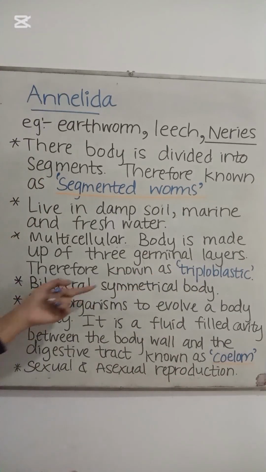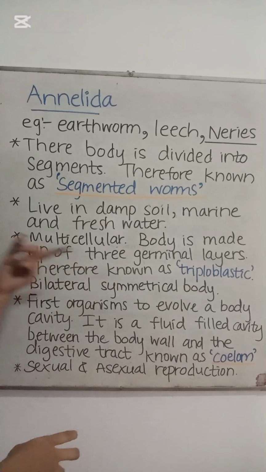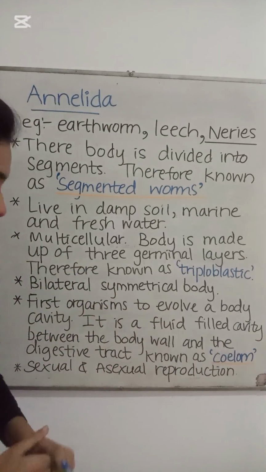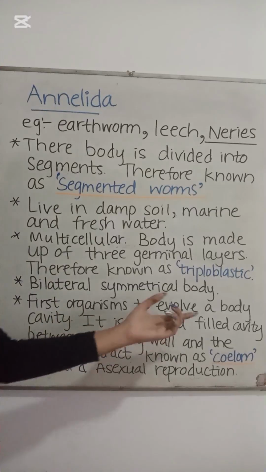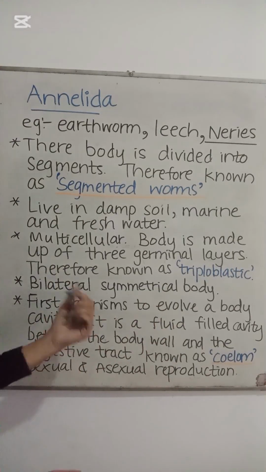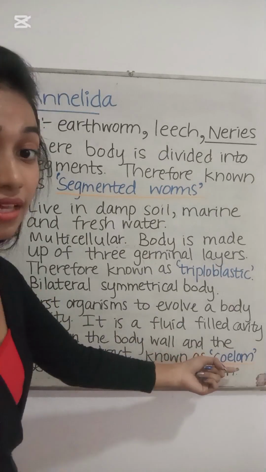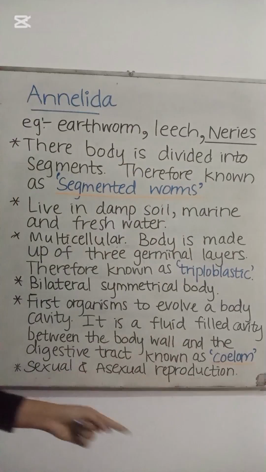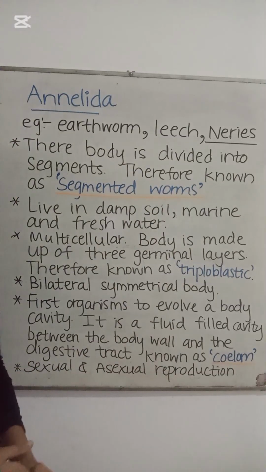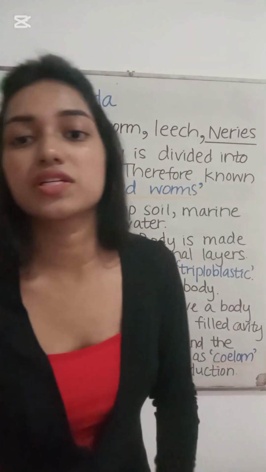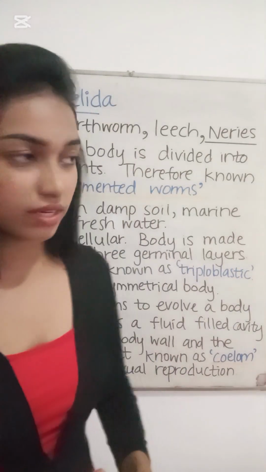They have a bilaterally symmetrical body and they are the first organisms to evolve a body cavity. It is a fluid filled cavity between the body wall and the digestive tract, and that cavity is known as coelom. Who are having a coelom? Annelids. And for their reproduction method, they do sexual reproduction as well as asexual reproduction. Some are doing sexual reproduction and some are doing asexual reproduction.